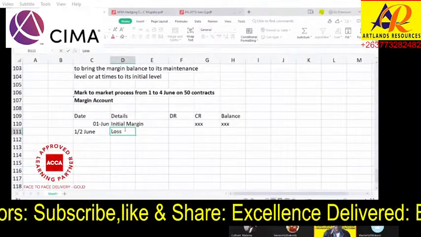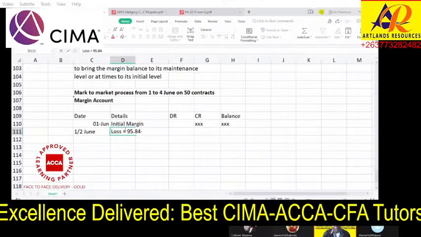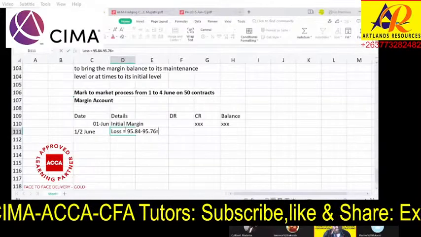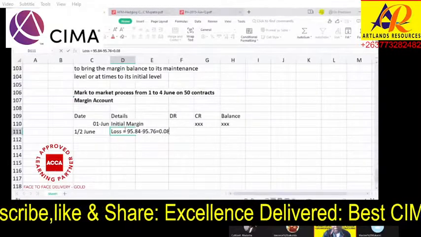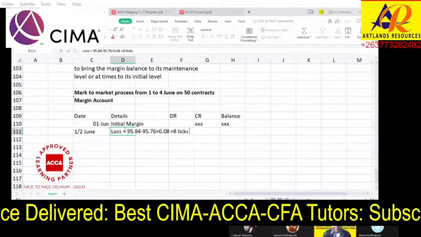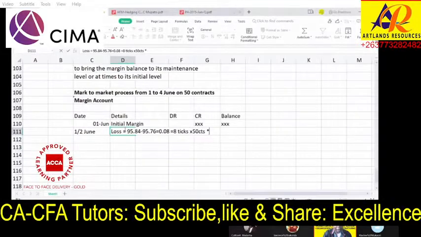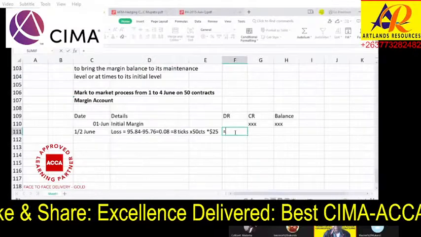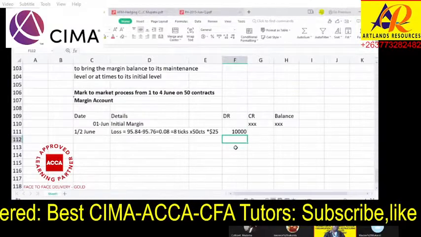So you say loss equals 95.84 minus 95.76, and this loss is equal to 8 ticks. You can get it as 0.08, which is equal to 8 ticks, divided by the tick size, times 50 contracts. 8 ticks times 50 contracts, and on each tick you are losing $25. So the loss will be debited: 8 times 50 times 25, so the loss will be debited into your margin account. You're getting that? So it's money coming out of your margin account.